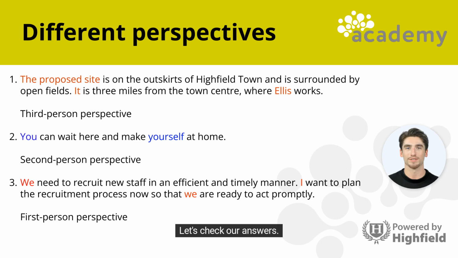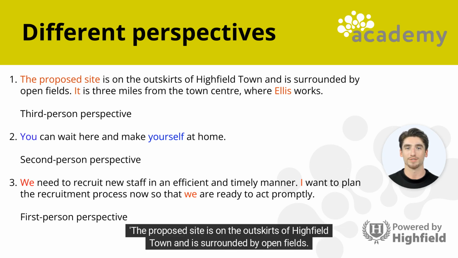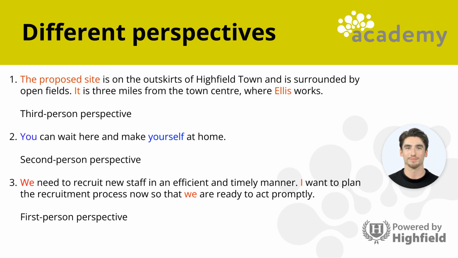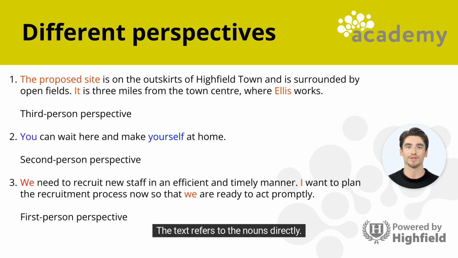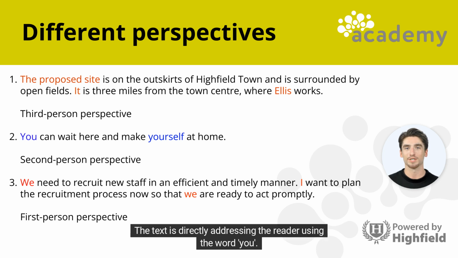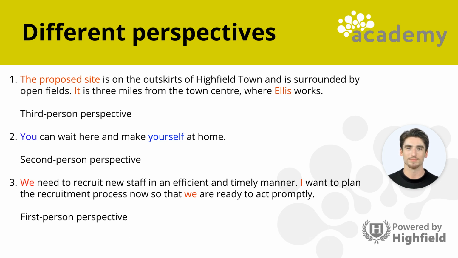Let's check our answers. The proposed site is on the outskirts of Highfield town and is surrounded by open fields. It is 3 miles from the town center, where Ellis works. This example uses a third-person perspective. The text refers to the nouns directly. You can wait here and make yourself at home. This example uses a second-person perspective. The text is directly addressing the reader using the word you.